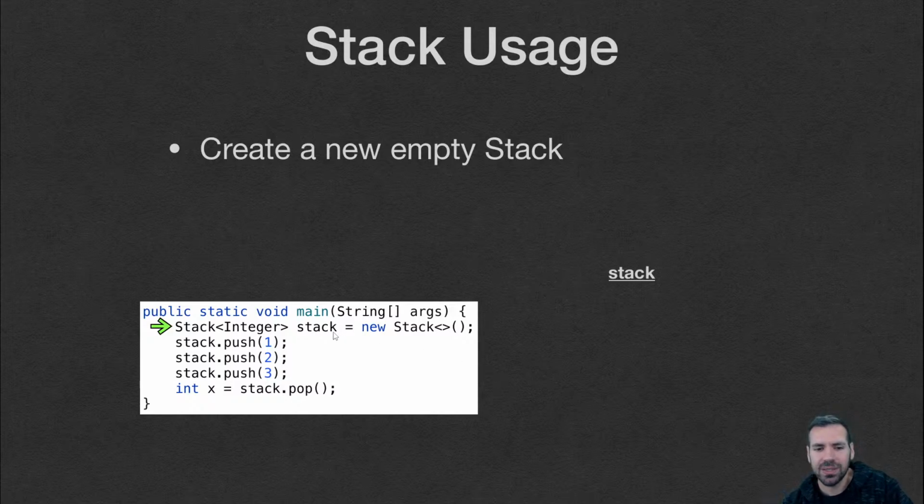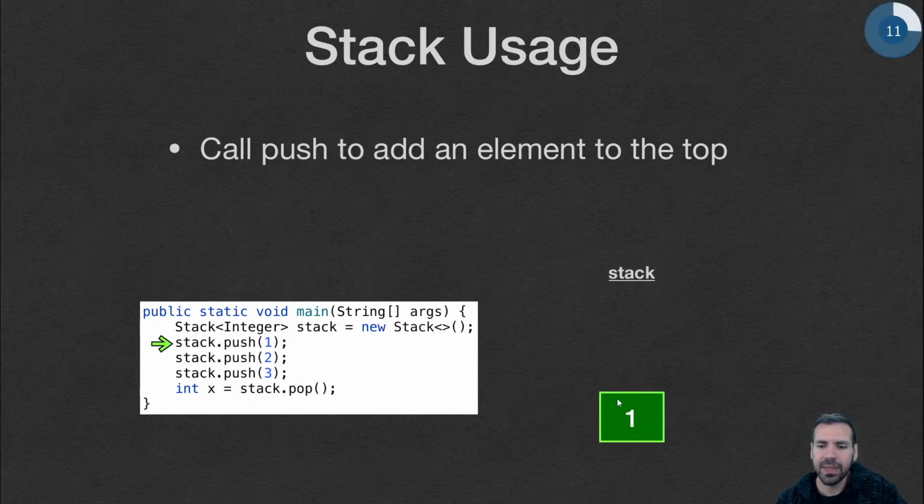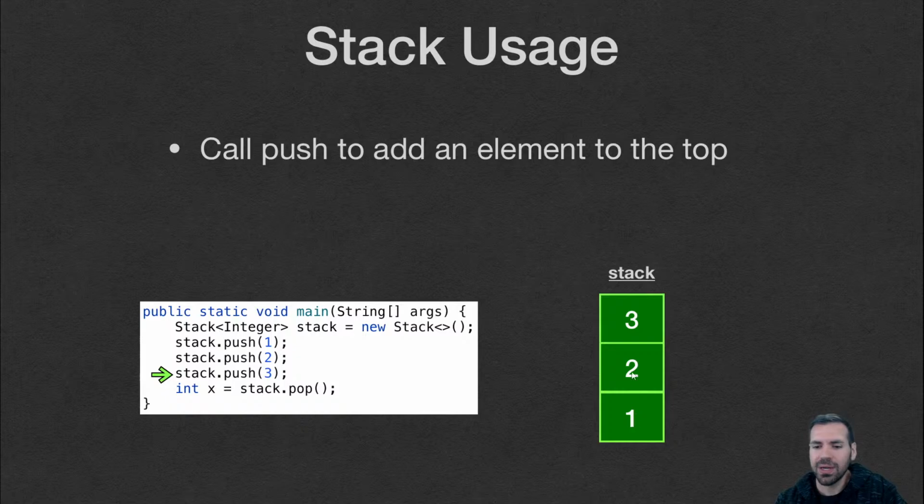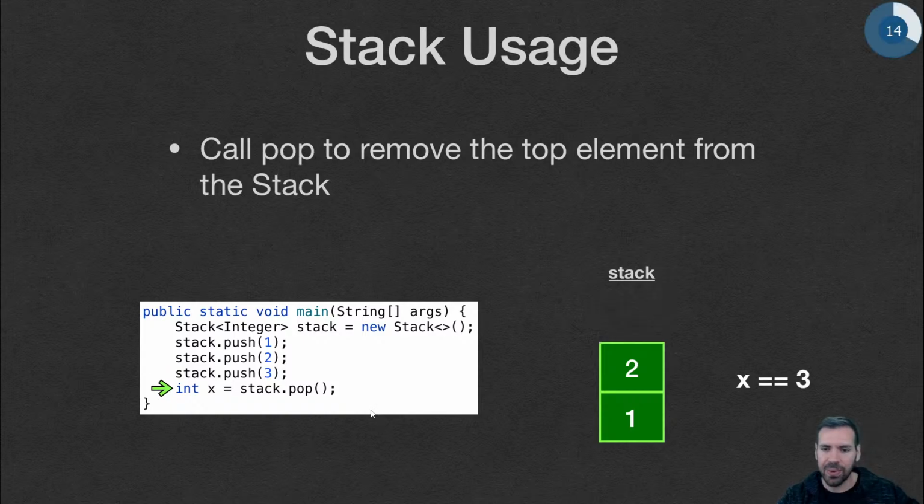Here's our stack usage. We're going to create a new stack, and we're going to write this stack class in a few slides. We're going to push 1. That's going to be the top and bottom of the stack. We're going to push 2, push 3. So our stack has 3 on the top, and 2 and 1 at this point in time are not accessible. We can only access 3. If we want to access 2, we have to pop 3 and then pop to access 2. When we pop, x gets the value 3, and 3 is removed from the stack. So now 2 is the top of the stack. If we call pop, we'll get 2.